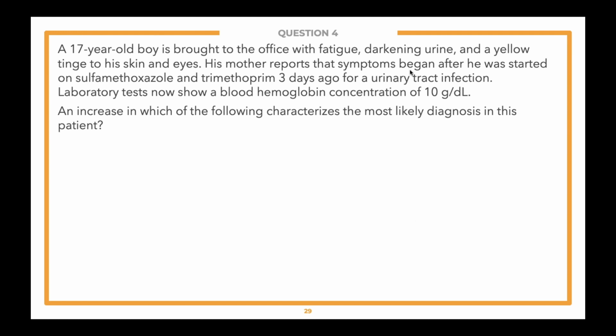All right, I see some responses coming in. Let's read that vignette. A 17-year-old boy is brought to the office with fatigue, darkening urine, and a yellow tinge to his skin and eyes. His mother reports that symptoms began after he was started on sulfamethoxazole and trimethoprim 3 days ago for a urinary tract infection. Laboratory tests now show a blood hemoglobin concentration of 10. An increase in which of the following characterizes the most likely diagnosis in this patient? Paris.